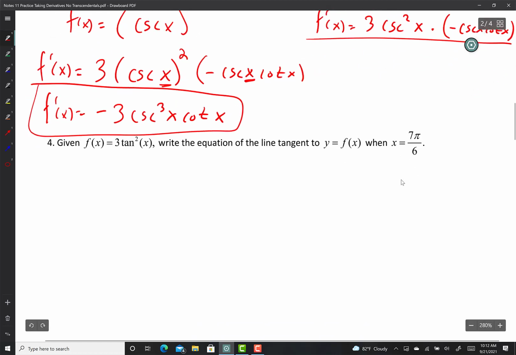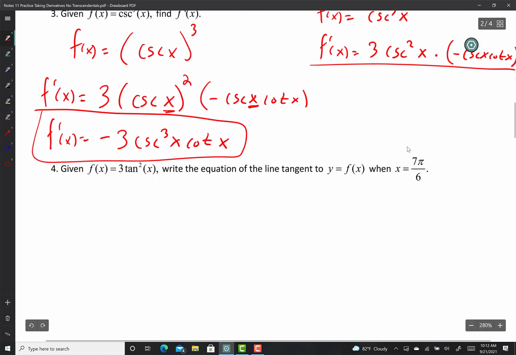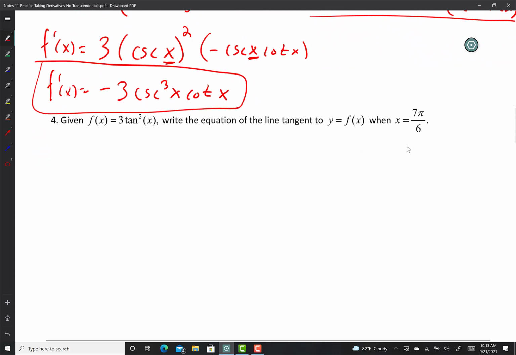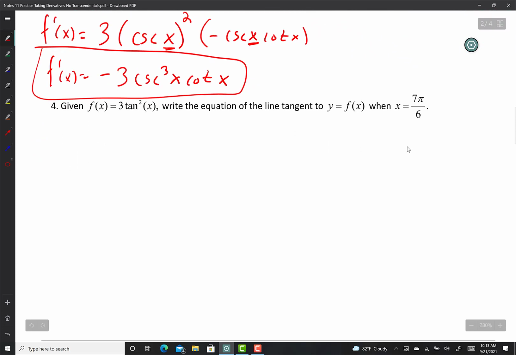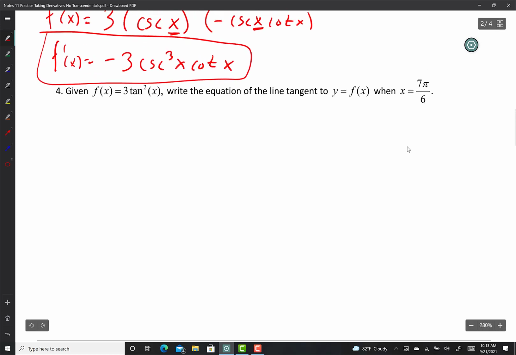How are we feeling, guys? All right. So question 4. What's up? Never mind. No, ask. It's all good. I thought the answer was negative 3 csc squared x, but that's because of the cosecant x times. Okay, got it. The negative's not positive.